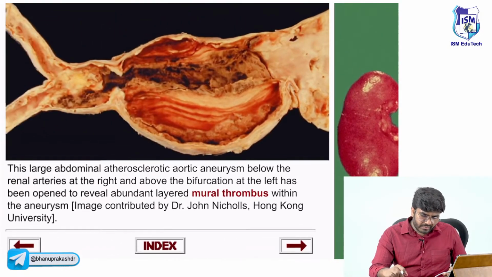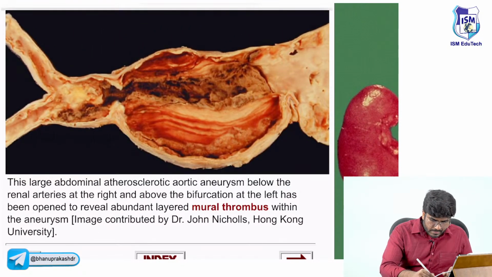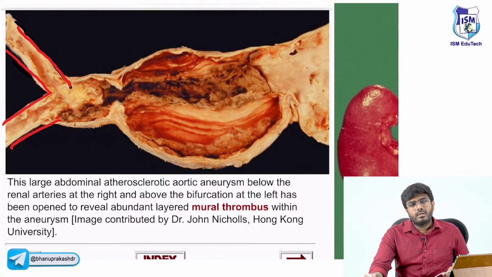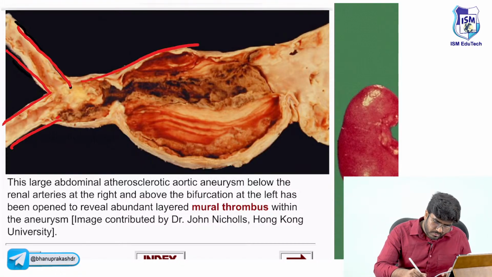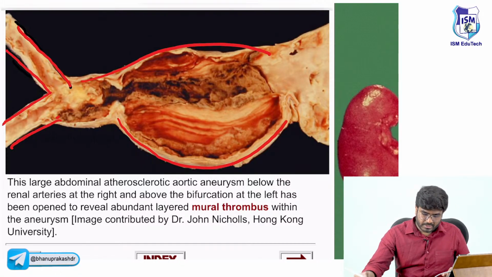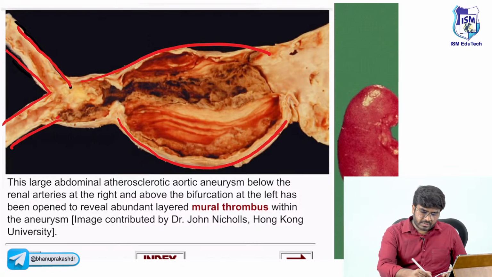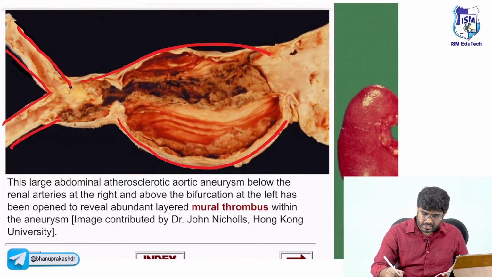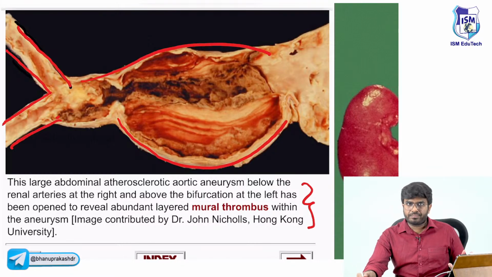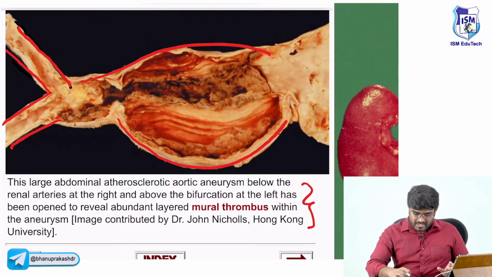Here also we can very clearly see the bifurcation. This is the place where the bifurcation into the common iliac arteries is happening. Now, this is the abdominal aorta. You can go through this explanation. If you want, you can take a screenshot and go through it. The same thing. The most common site, let me write here.